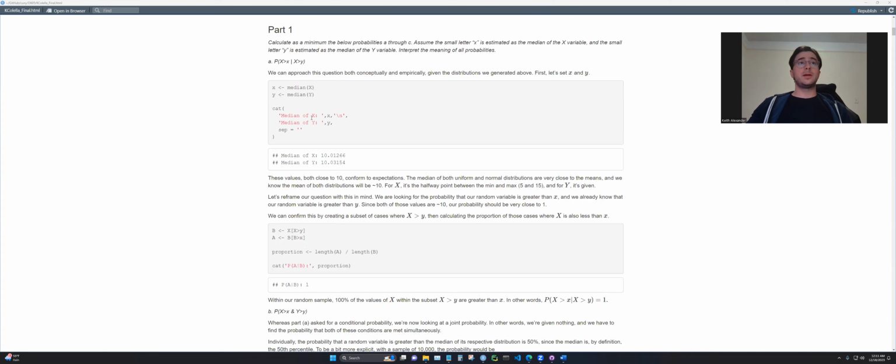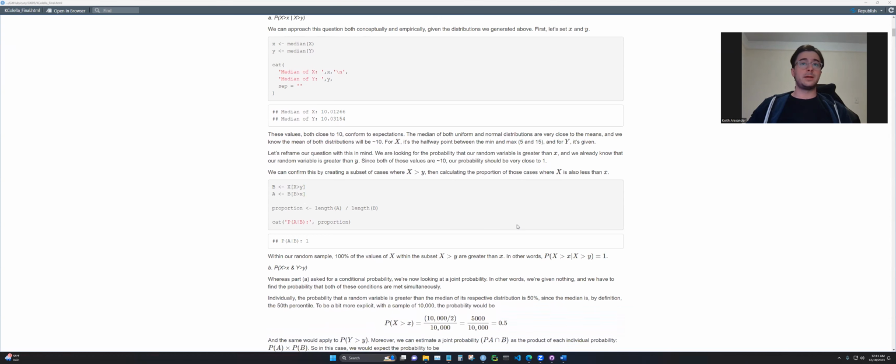Now, the key thing here is that both of these values, x and y, are the same, or roughly so. We know explicitly that the mean of the normal distribution will be 10, and so its median will be 10 as well. For the uniform distribution, it ranges between 5 and 15, and so the median will be 10. Now we have some slight variance there due to random sampling, but that mostly rings true. They're both very close to 10.